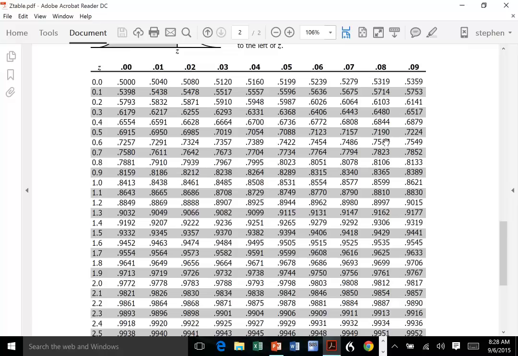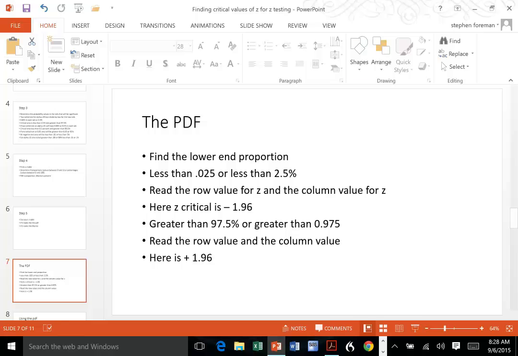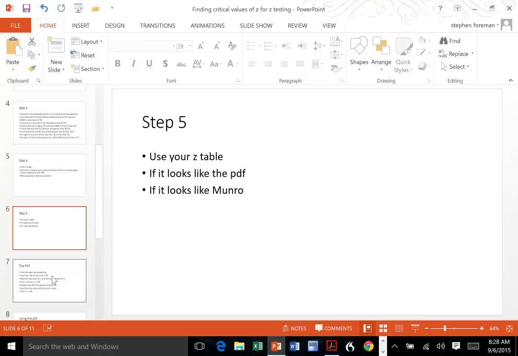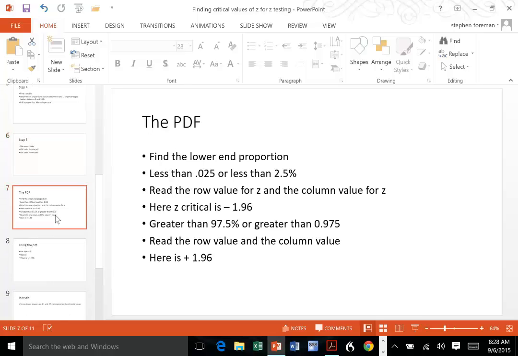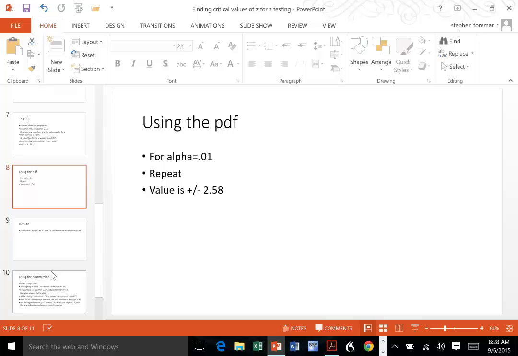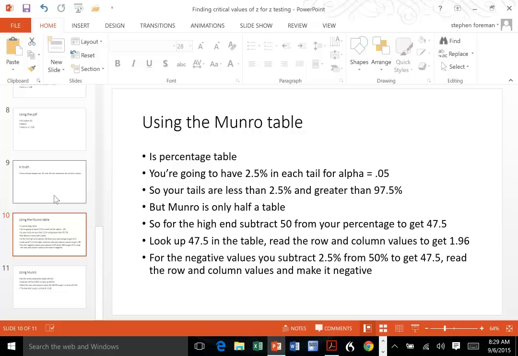So that's how we use the PDF form with proportions. I guess one comment I would make is that 0.05 and 0.01 are so common that you might as well just memorize the z-values for them, since people use them a lot.